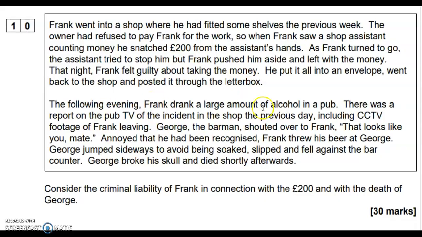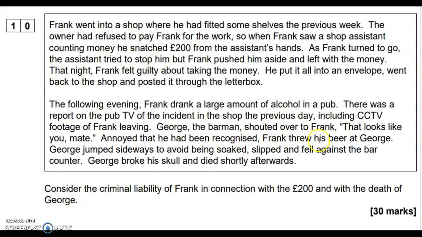The fact that he's been drinking, he's going to potentially want to argue the defence of intoxication. However, the defence of voluntary intoxication is not going to be a defence here, and you would use the case of Majewski to support that.